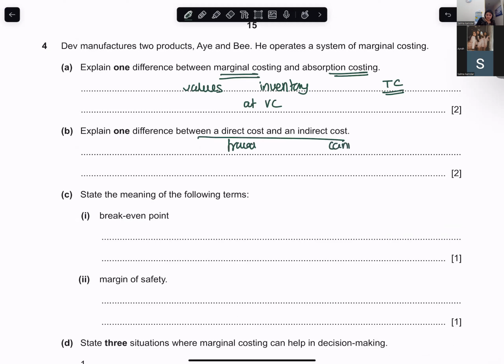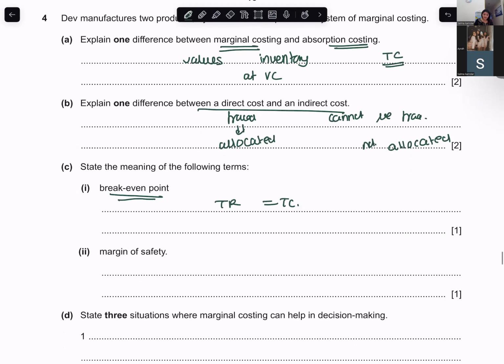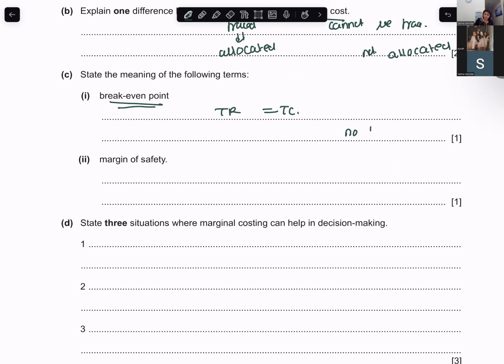In an absorption costing sum, what will you do? What does it mean? Direct cost can be directly allocated to the product, and indirect cost cannot be directly allocated. It has to be apportioned. What do you mean by the break-even point? The point at which total revenue is equal to total cost, or where you make no profit, no loss.